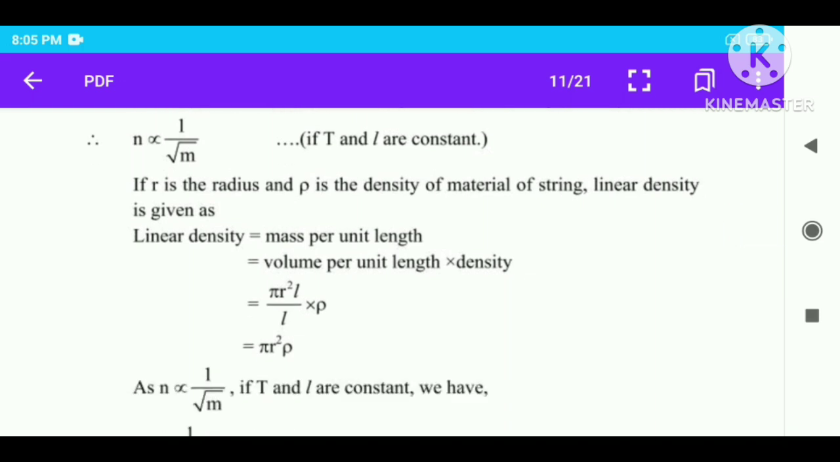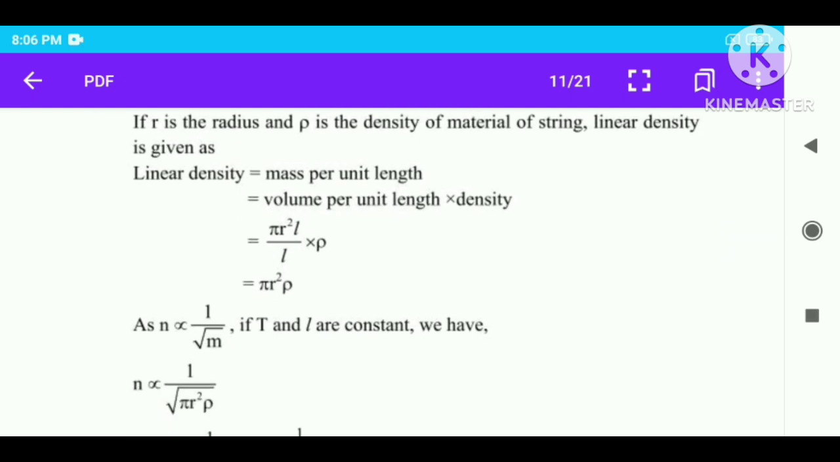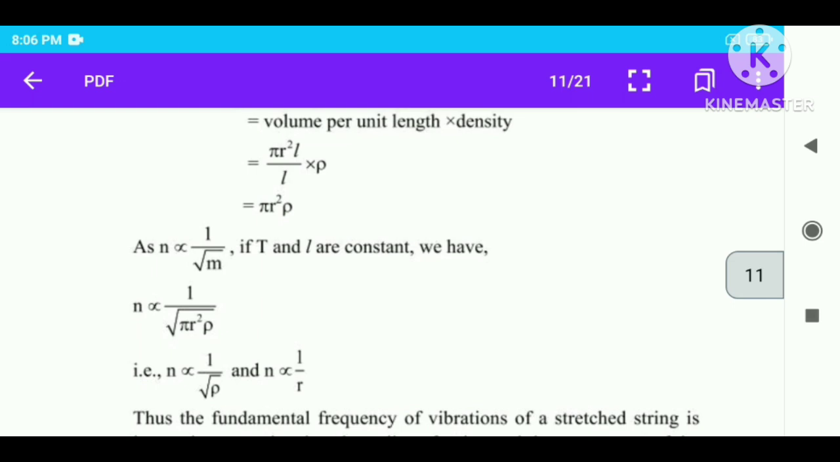If r is the radius and rho is the density of the material of the string, linear density is given as mass per unit length, which is equal to volume per unit length into density, equal to pi r square L divided by L into rho, equal to pi r square rho. As n is directly proportional to 1 upon under root m if T and L are constant, we have n is directly proportional to 1 upon under root pi r square rho.